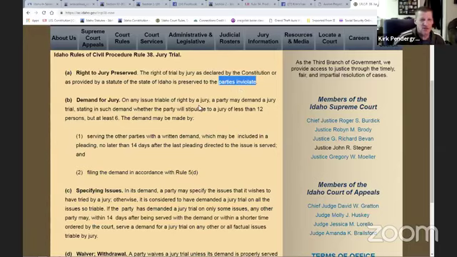On any issue triable of right by a jury, a party may demand. When we make demands, it is inviolate. It is a demand. Plain and simple. There is no ifs, ands, or buts. Okay. Stating in such demand whether the party will stipulate. Okay. Well, I'm going to demand my right to a trial by jury in accordance with the Virginia Declaration of Rights. Okay. Of 12 men of my vicinage, without whose unanimous consent I cannot be found guilty.